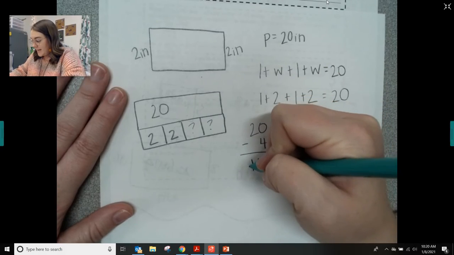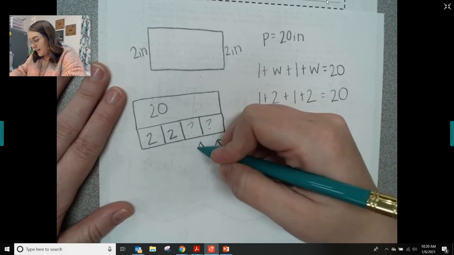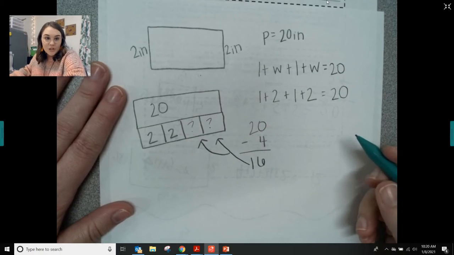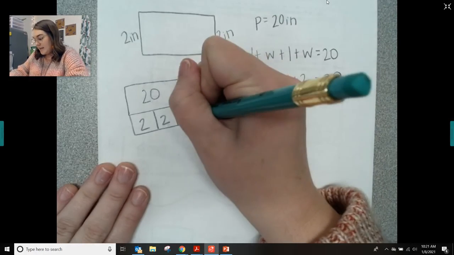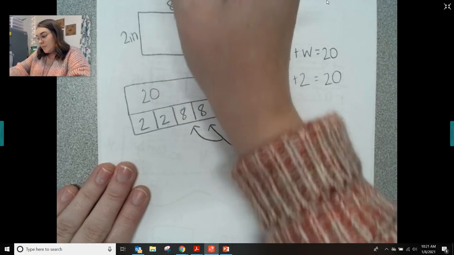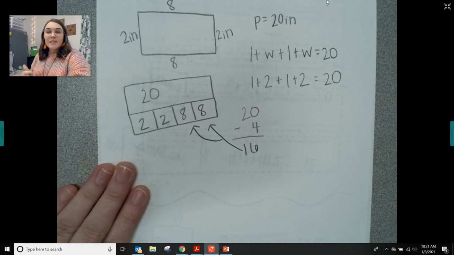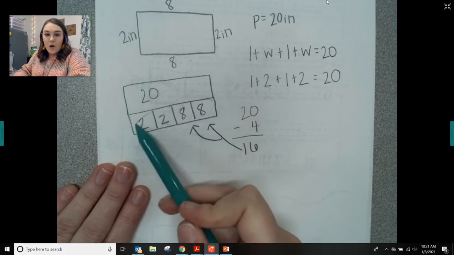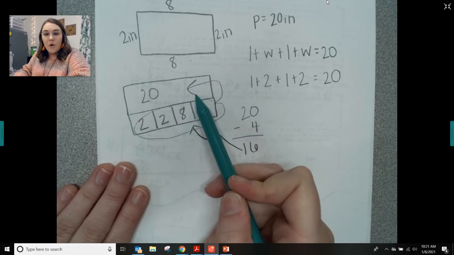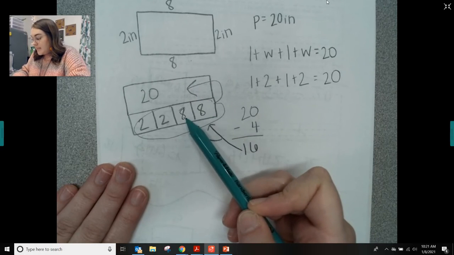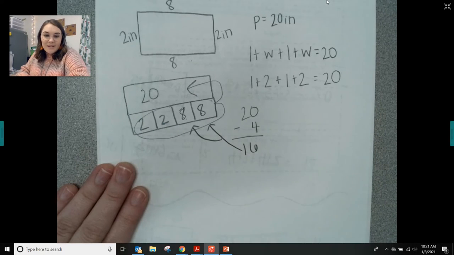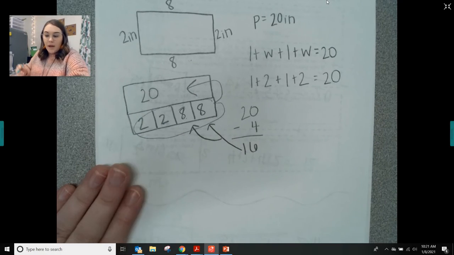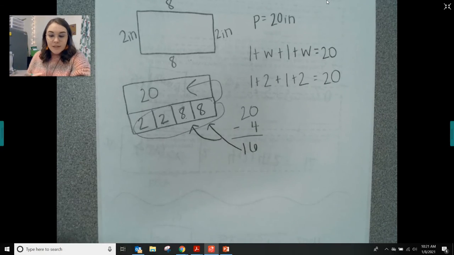So now I need to take 16 and fit that into 2 of these boxes. So what I'm going to have to do is split it into 2. So what's 16 divided by 2? 8, right? So this side would be 8 and this side would be 8. Just to check our math, if we add all of these back up, it should equal our whole. So 8 plus 8 is 16, 16 plus 2 is 18, and 18 plus 2 is 20. So we did it correctly. Okay. Woo! That was a lot. Let's do another one.